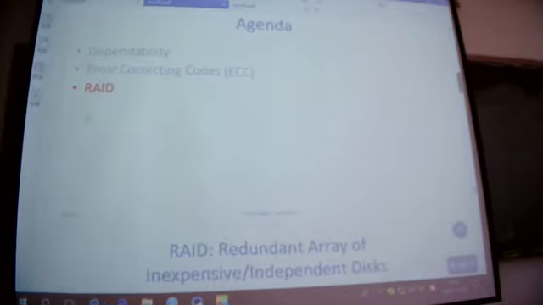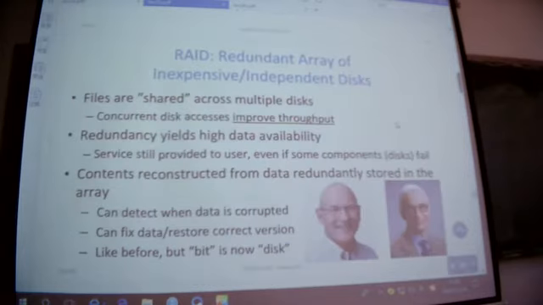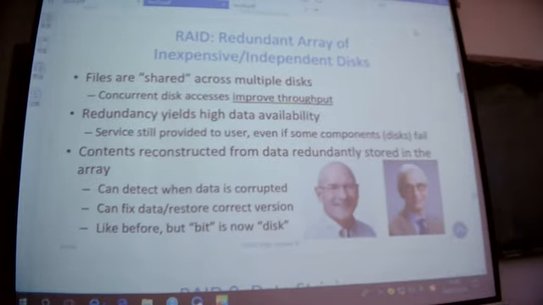Okay, we can see section 3, RAID. RAID is a very useful technology in data centers and databases. RAID is a redundant array of inexpensive or independent disks. So what is RAID? R-A-I-D. This is RAID. We call it RAID because it is a redundant array of inexpensive or independent disks.